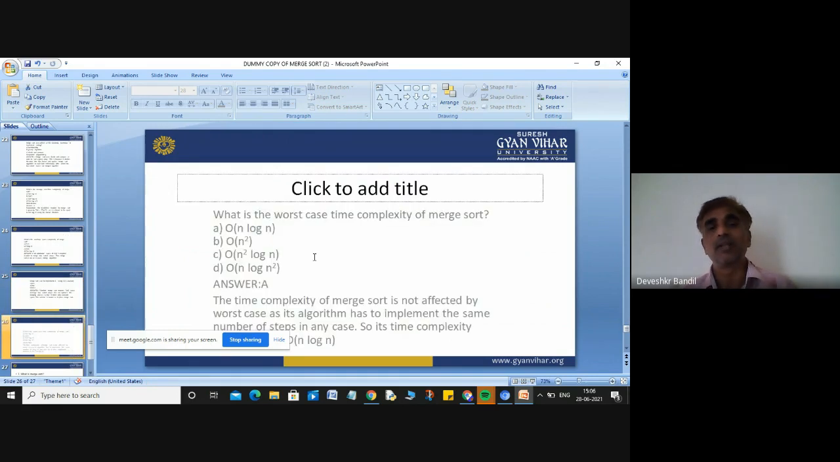And what is the worst case time complexity of merge sort? N log n, square log n, and n log n square. The time complexity of your merge sort is not affected by the worst case, as its algorithm has to execute the same number of steps in any case.